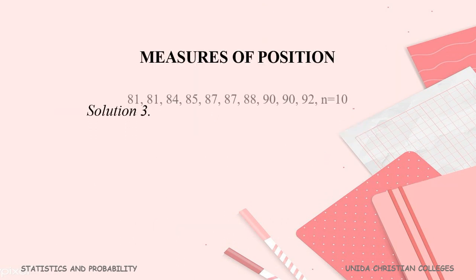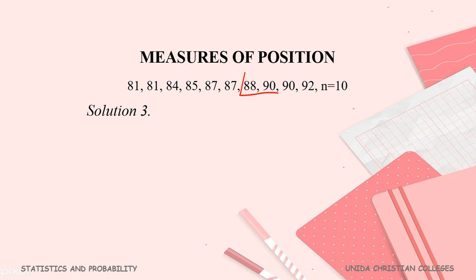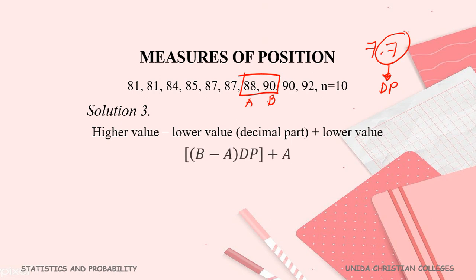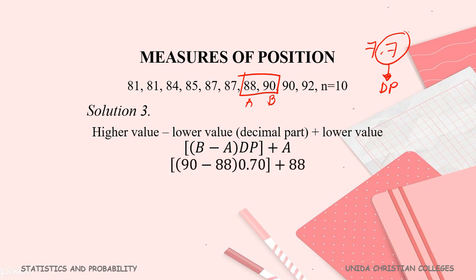Again, this is our data. So, 88 and 90, this will be your A, this will be your B. And then, since that is 7.7 po, 0.7 will be your decimal part. Di po natin isasama yung whole number, ha? Okay, so formula. B minus A times DP plus A. So, B po natin is 90 minus 88. And then, 0.7 or 0.70, that is just the same, plus 88.